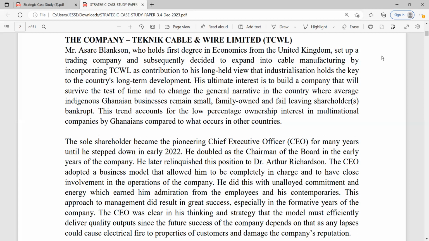The CEO adopted a business model that allowed him to be completely in charge and to have close involvement in the operations of the company. You see, the chairman of the board usually does that to have some kind of strategic oversight. Now, if the CEO is doing that work as well as chairing the board, it can be very difficult to handle those two positions. No wonder we see that he relinquished that position to another person.